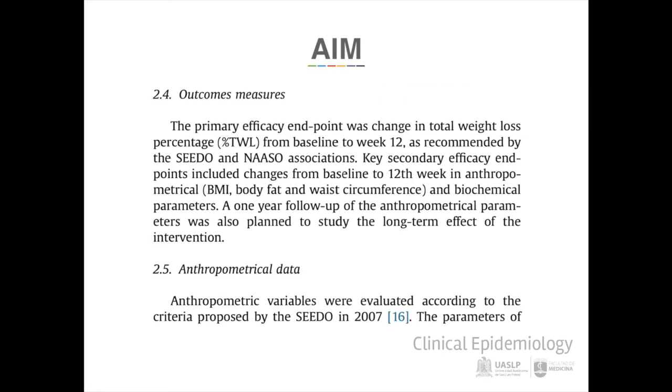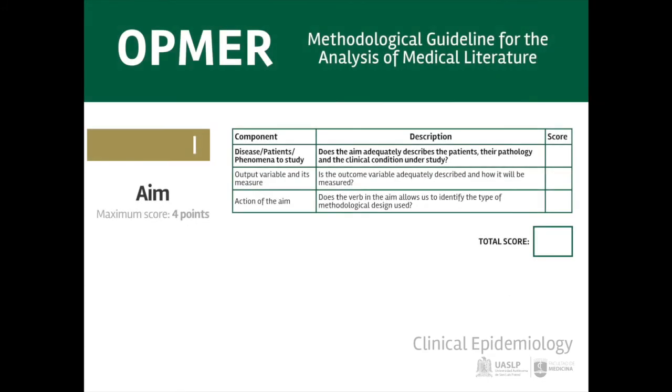If we keep reading the article, we will find the outcome measures. In this case, the primary efficacy endpoint was change in total weight loss percentage from baseline to week number 12. With the UPMER guide, we can establish that this article does not describe adequately the patients under study. Therefore, we state only one point in the first component. However, the outcome variable is adequately described, and the verb in the aim allows us to identify the type of methodological design used. Therefore, we state each component with their respective point, obtaining a total score of 3 points.